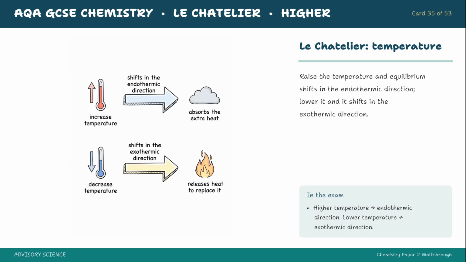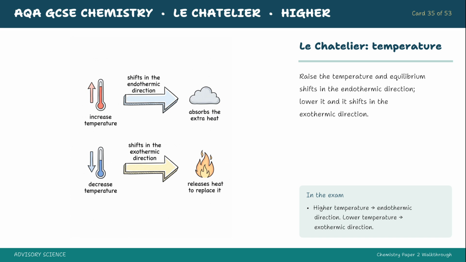Change in temperature. Temperature changes depend on whether the forward reaction is exothermic, gives out heat, or endothermic, takes in heat. If you increase the temperature, the equilibrium shifts in the endothermic direction to absorb the extra heat. If you decrease the temperature, the equilibrium shifts to the exothermic direction to release more heat. So, for an exothermic forward reaction, raising the temperature actually shifts the equilibrium backwards and reduces the yield of product.